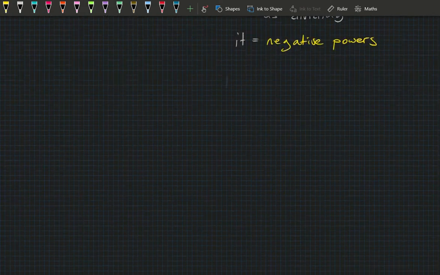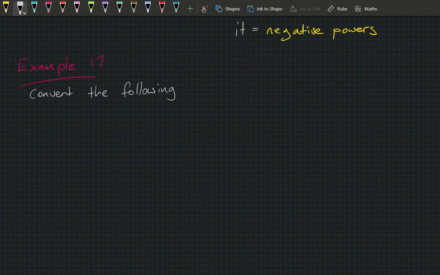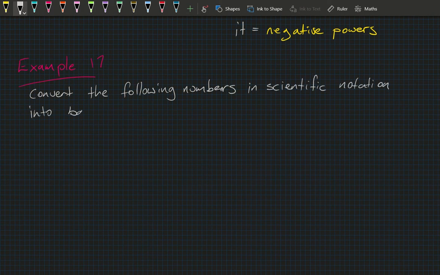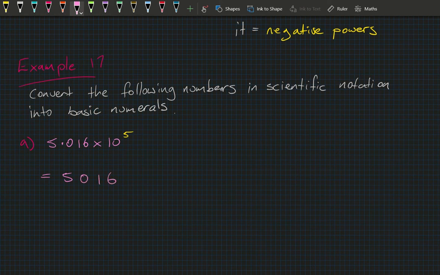Alright, that's enough talk. In example 17, we need to convert the following numbers that are in scientific notation back into basic numerals. In part A, the number is 5.016 times 10 to the 5. So if I rewrite the first 4 digits, 5016, I know the decimal place is going to start next to the 5, and we're going to move it to the right 5 times because we're multiplying it by 10 to the 5. So that's 1, 2, 3, 4, 5. So a new decimal place is here, and you can see that we need to fit 2 zeros after the 6. And now we end up with 501,600.